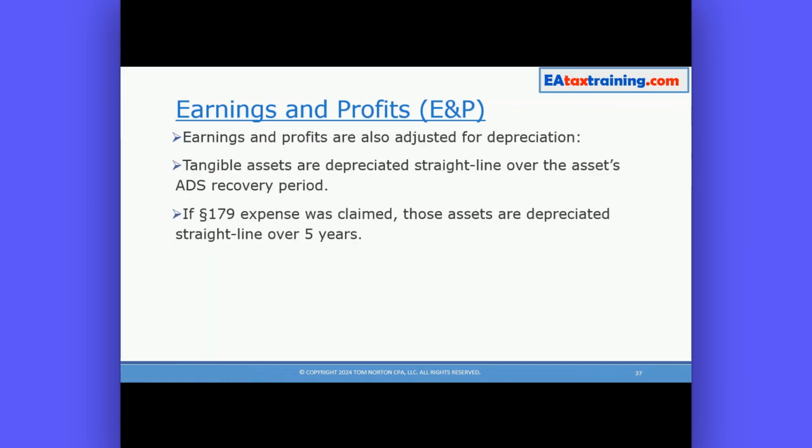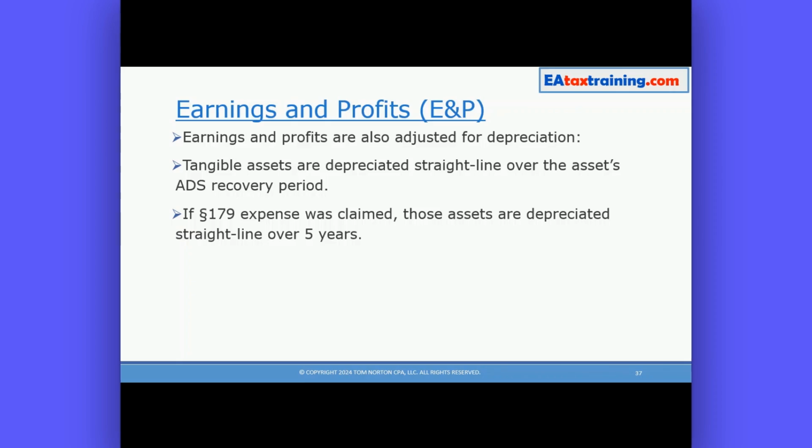Earnings and profits are also adjusted for depreciation. The reason we didn't include them on that prior slide is because they can be either a positive adjustment or a negative adjustment, depending on where the asset is in its useful life. So for purposes of E&P, tangible assets are depreciated straight line over the asset's ADS recovery period. So there's a couple of different concepts there. First of all, we're only using straight line depreciation. Remember, for many of the assets that we depreciate under MACRS, we use accelerated depreciation, either 200% declining balance or 150% declining balance, which gives you higher expenses in the earlier years of the asset's life and lower deductions in the later years of the asset's life. But it lets you deduct more of it sooner, which is a good thing from a tax standpoint.